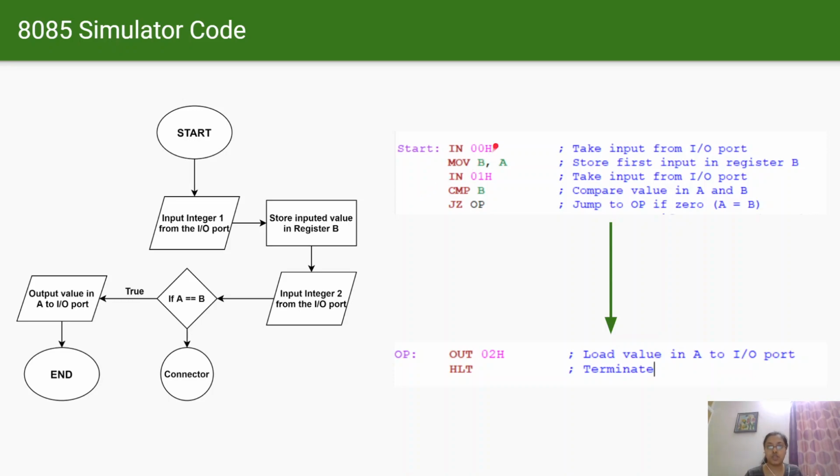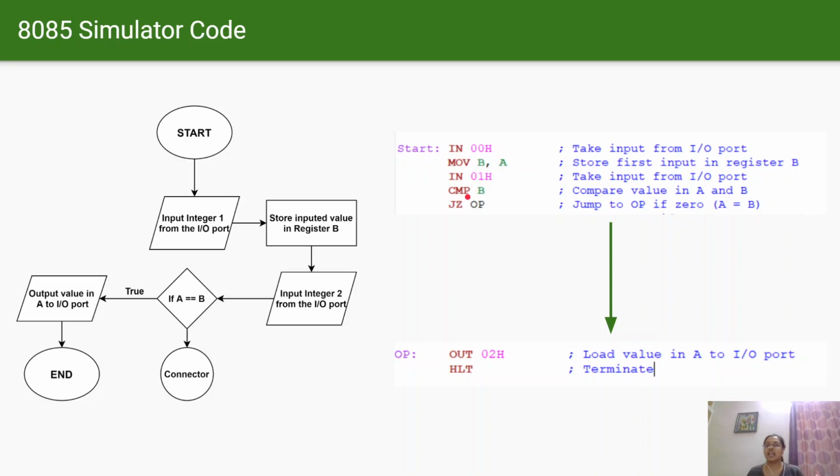And over here, first we'll input the first integer from the 00 IO port, and then we'll put this integer in the B register. We're doing move b comma a over here because a is the source and b is the destination. So the number goes from a to b. Then we'll input the second integer from the 01 IO port and then compare the two values.